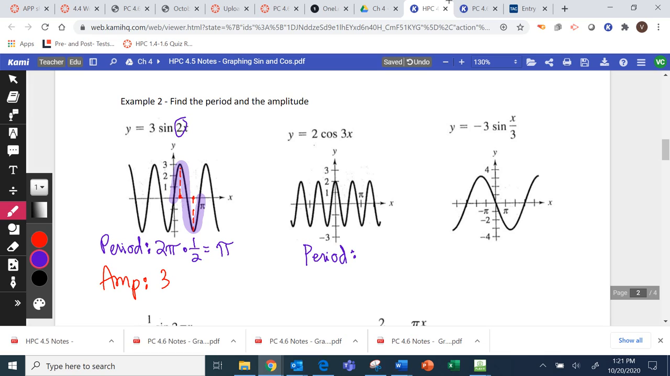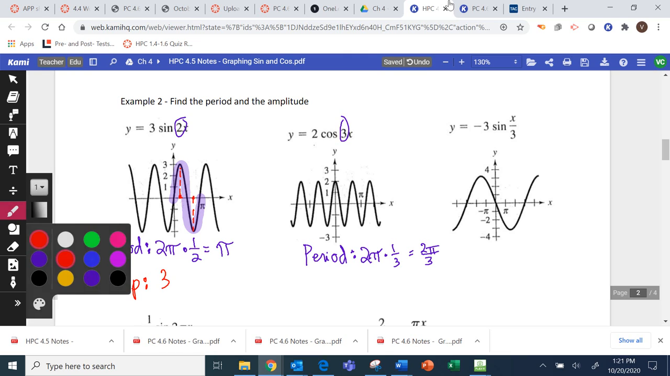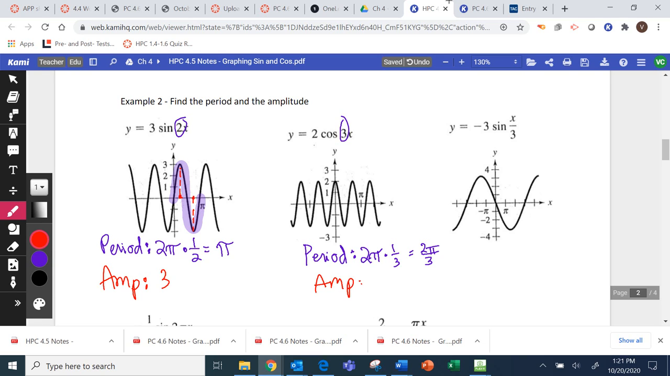So the next one, period. We're going to start at 2 pi, and then we're going to use a horizontal stretch or shrink. So I'm going to multiply 2 pi by 1/3, and our period is 2 pi over 3. Our amplitude is how far above and how far below. So I could look at the graph and figure that out, or I could look at my vertical stretch, which is 2.